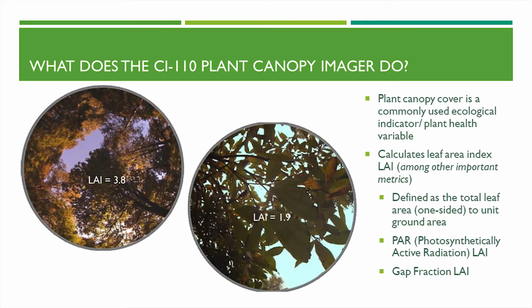So what does the CI 110 Plant Canopy Imager do exactly? Among other metrics, it calculates canopy density and leaf area index, which are both commonly used plant and ecological health indicators. Unique to our instrument is that leaf area index is calculated in two different independent ways. One based on PAR, or photosynthetically active radiation, and the other based on a methodology called gap fraction, which relies on hemispherical photography.